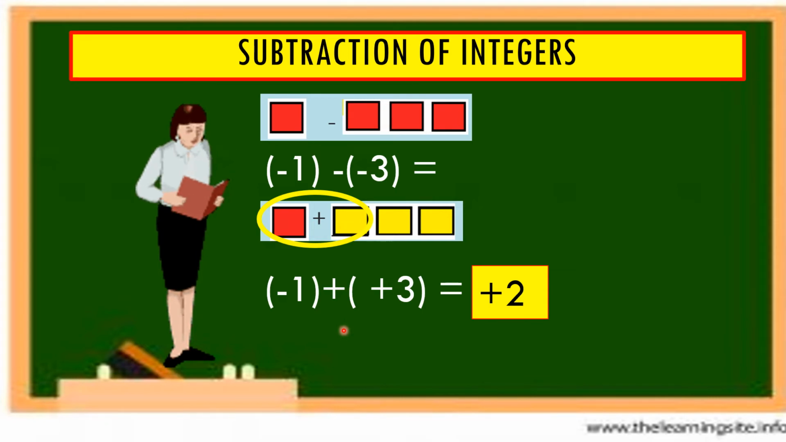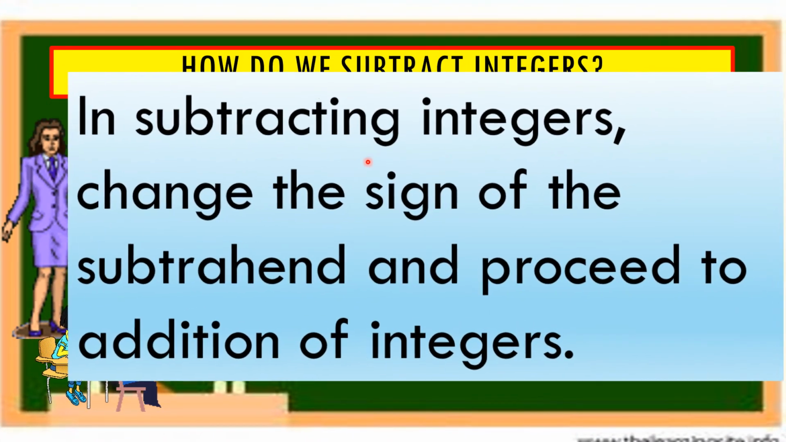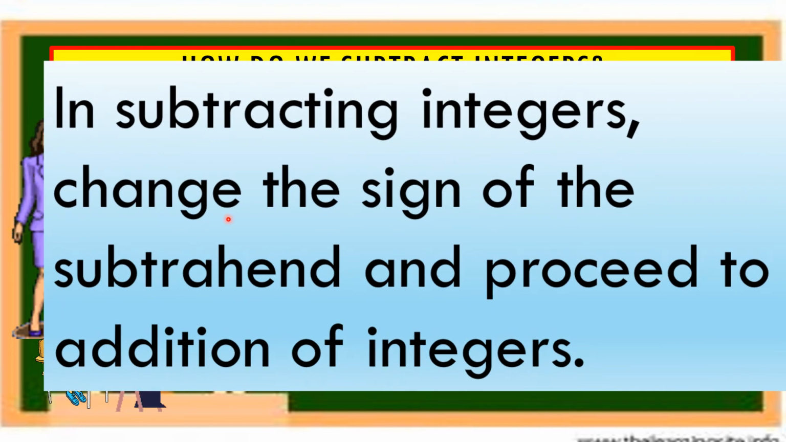So if we subtract integers, what are we going to do? We change the sign of the subtrahend and we proceed to the process of addition of integers. So how do we subtract integers? In subtracting integers, change the sign of the subtrahend and proceed to addition of integers.